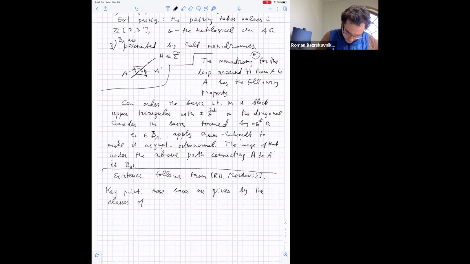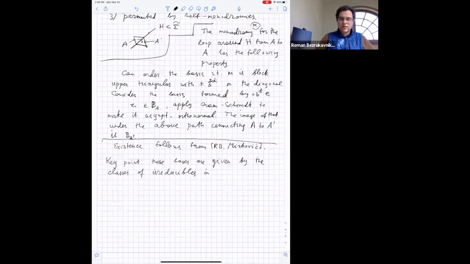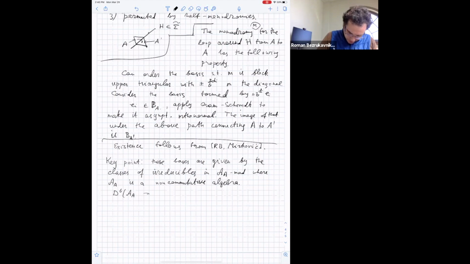By the classes of reducibles in certain non-commutative resolutions of the same space Y, which have a representation theoretic meaning in A-mod, where A is a non-commutative algebra, which, from what is said already, so this is a dB of A-mod is the fiber of our local system.